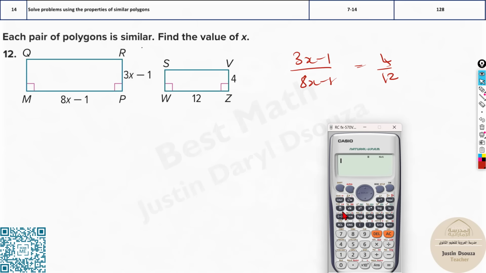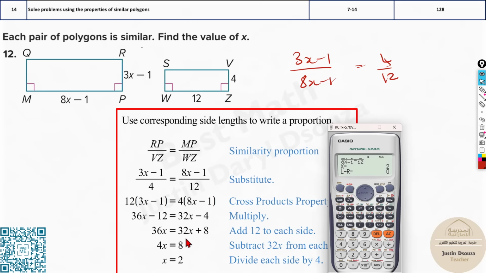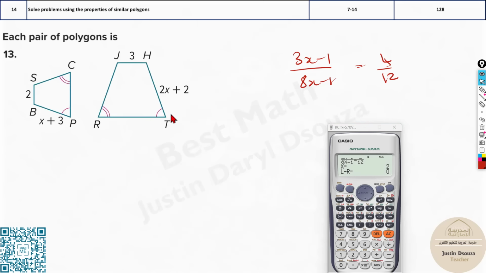What I need to do is just use the fraction 3x minus 1 divided by 8x minus 1. That will be equal to 4 by 12, or you can write 1 by 3 as well, but it's easy to write what it is, whatever is given. X is 2, so the answer is 2. That's it. You don't need to do the steps because it's in the calculator part.